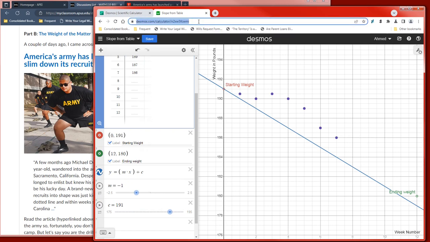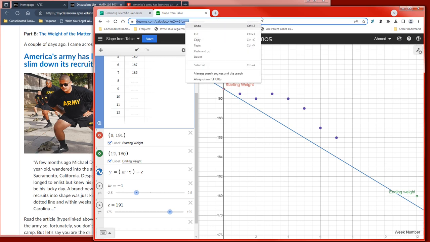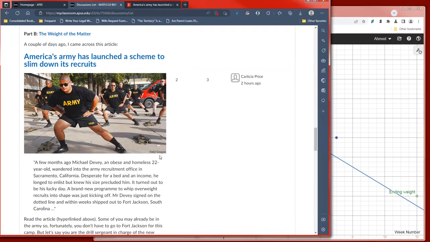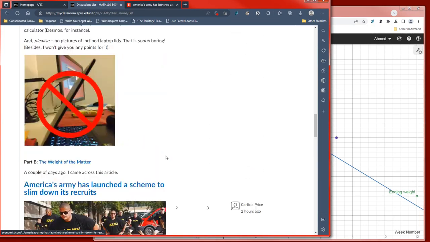You click in the address bar here, and a single click will highlight the whole thing. And then you can either right click and copy, or you can use Control-C if you're on a computer, and either way, it copies this thing, and then it's on the clipboard, and you can place it wherever you want. So I'm going to add this in here. Okay, let's do that.